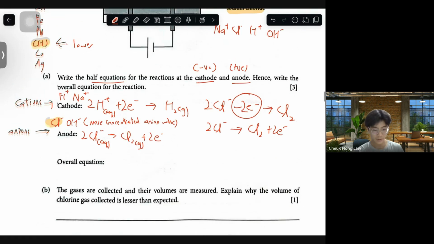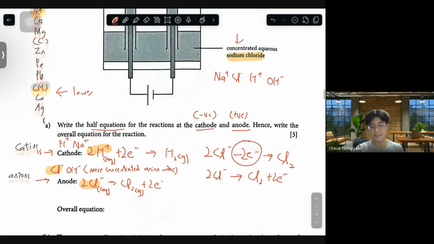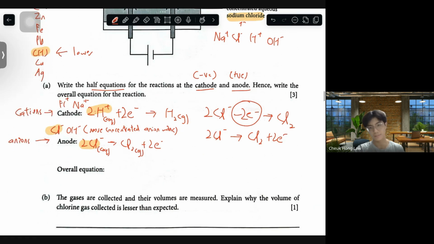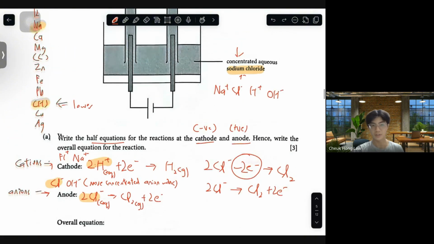Okay, then overall equation. Remember I said if you combine the left and right? If you combine these two, you realize it's 2HCl, right? And it doesn't make sense because we didn't even start with HCl. We started with sodium chloride solution. So it can either be sodium chloride or water. But we have HCl, so we can't use the original method of combining. First, we balance the electrons, and then we cancel the electrons, right? Can cancel these two.